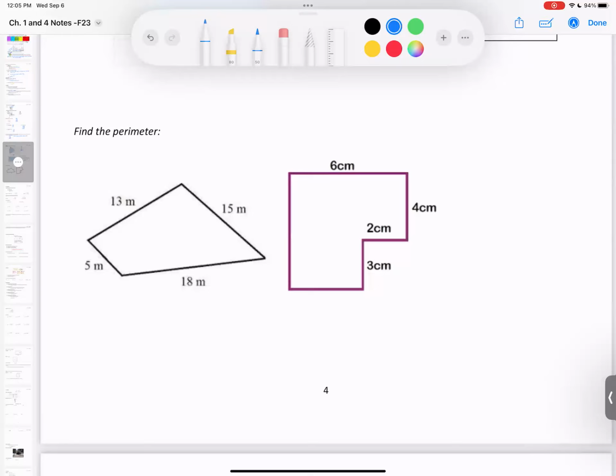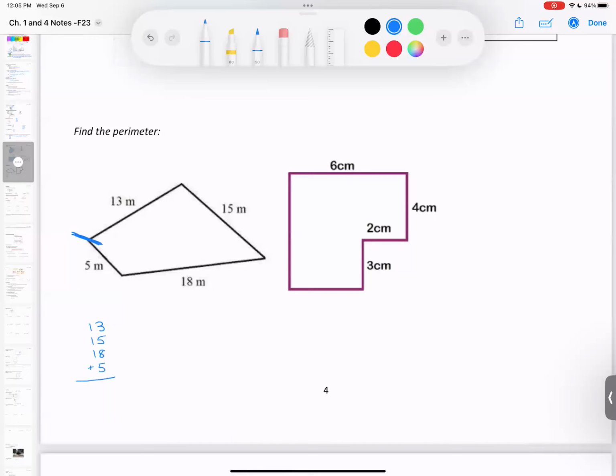Okay, so hopefully you had a chance to try these on your own. Let's go ahead and do them together. So we want to find the perimeter of this first one. I'm just randomly going to decide to start here. So I'm going to add all those sides together. So I'm just going to go around to the right. So we've got 13 plus 15 plus 18 plus 5.